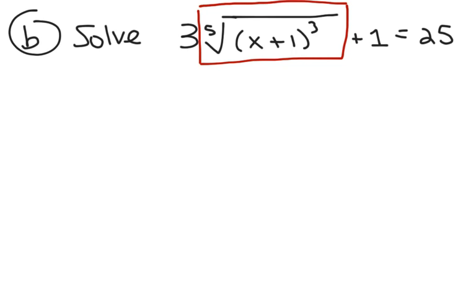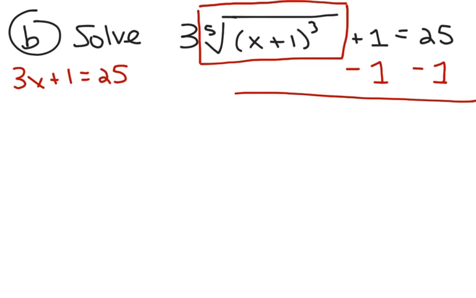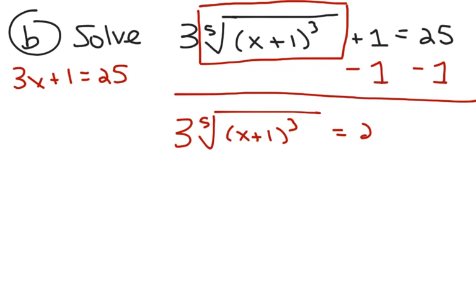Now, what's the process of isolating the radical? Remember, think about this problem here as if it were 3x plus 1 equals 25. What would you do first to solve for x? Well, you should subtract 1. We always look for things that we can get rid of by adding or subtracting. So now I'm left with 3 times the fifth root of x plus 1 to the third equals 24.